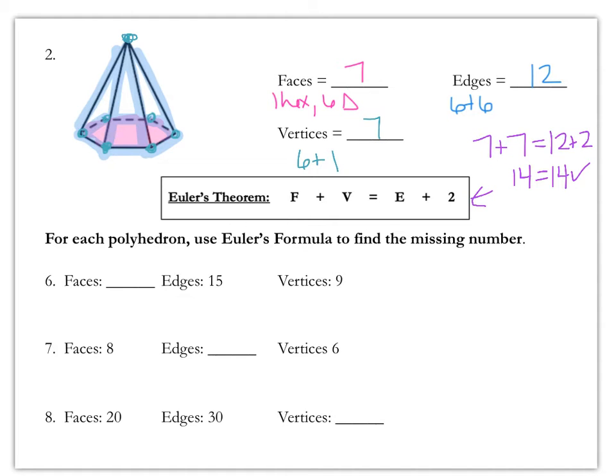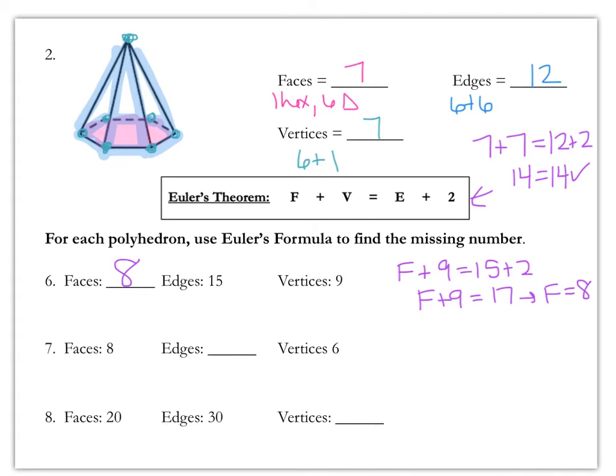Alright, so now we're going to use that to find the missing number in this next example. So they're telling us the number of edges and the number of vertices, but we don't know the number of faces. Super easy, you just got to plug into the formula. We're going to keep it f because we don't know. F plus 9 has to equal 15 plus 2. And then you're just solving. F plus 9 equals 17, and if I subtract, I get f is equal to 8. So this one would have 8 faces.